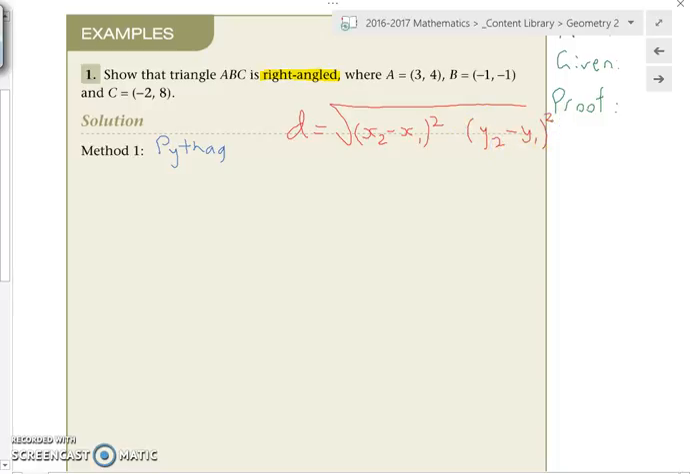Sorry, what was in between them? Plus? Thought you said minus, sorry. That's why I didn't write it up there. Thought I'd better just double check. Alright, so you got that.